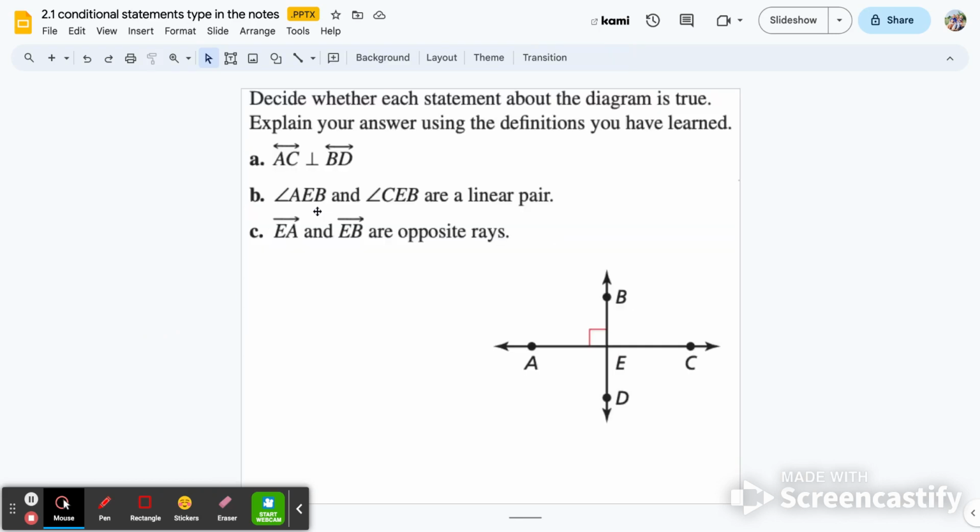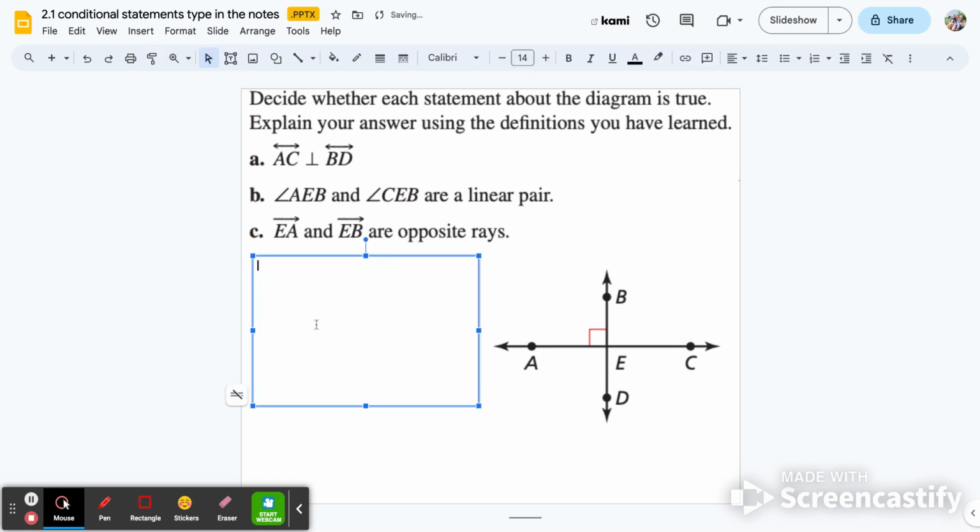Okay. Onward to this next part, it says, decide whether each statement about the diagram is true, and then explain your answer using the definitions you have learned. I'm going to insert a text box here and just start writing our answers with that. So the first one says line AC is perpendicular to line BD. This is true because there is a right angle mark.